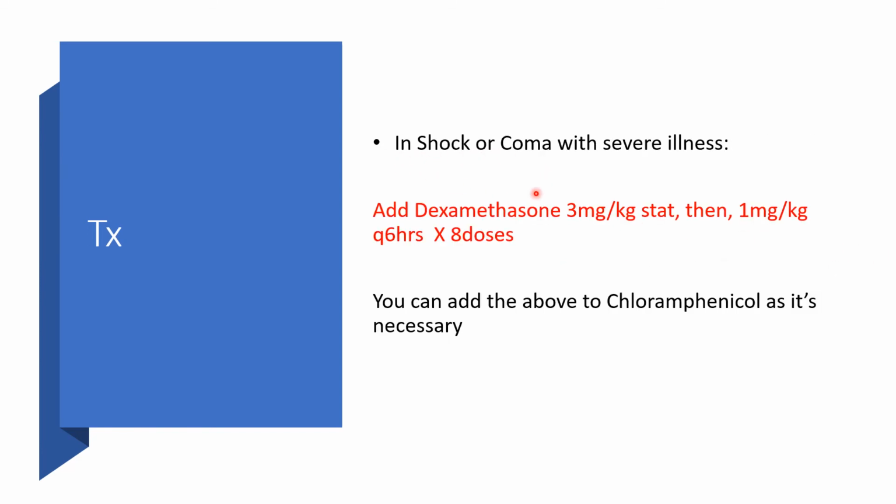In shock or coma with severe illness, you can add dexamethasone 3 mg per kilogram start, then 1 mg per kilogram every 8 hours for 8 doses. You can add the above to chloramphenicol as it may be necessary.